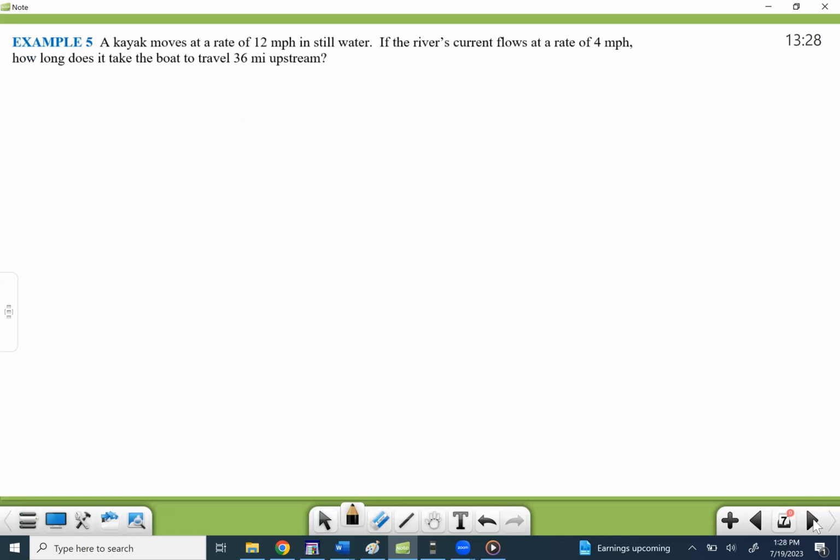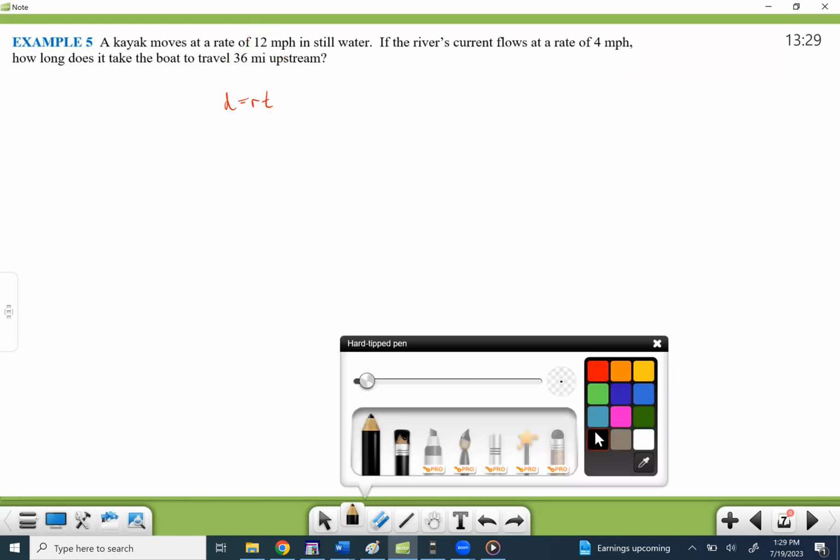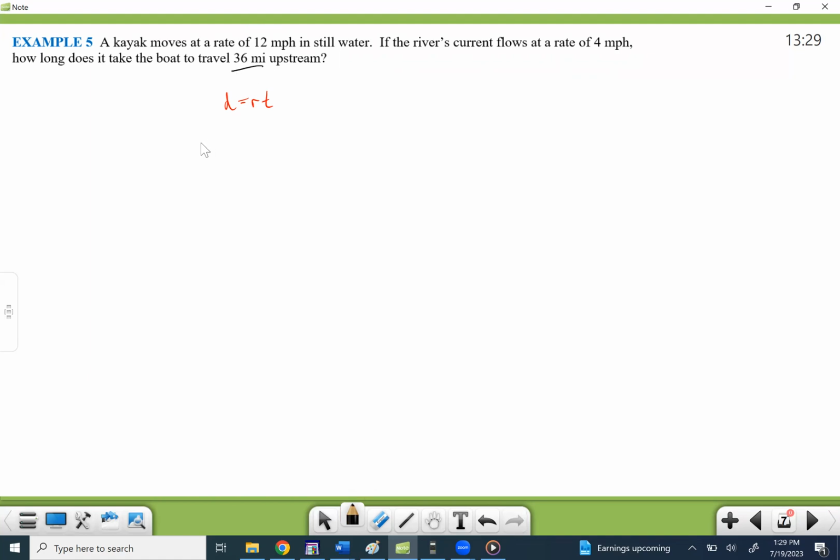Example 5, a kayak moves at a rate of 12 miles per hour in still water. If the river's current flows at a rate of 4 miles per hour, how long does it take the boat to travel upstream? Okay, so I'm getting the sense of D = RT again, because they're giving me distance, they're giving me rates, okay? I'm going to write that down. Now, do I know the distance? Yeah, it says the boat travels 36 miles. So I'm going to put a 36 in for the D.